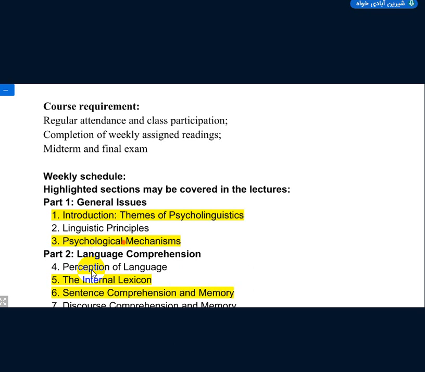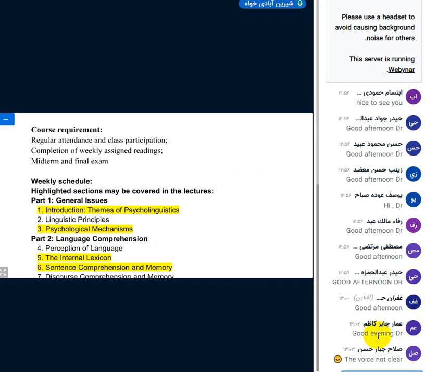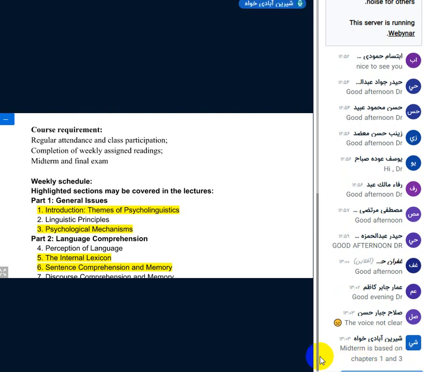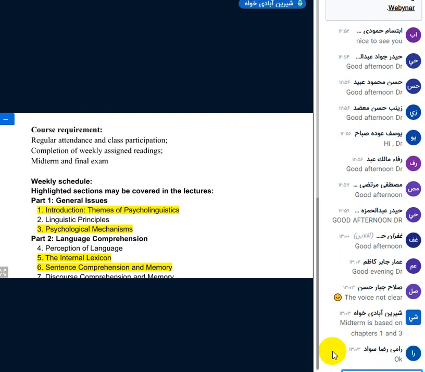So after session 5, after 5 sessions, we will have a midterm exam based on chapters 1 and 3. So the midterm is based on chapters 1 and 3. After we finish chapters 1 and 3, after a week or 2 weeks, we'll have a midterm exam.